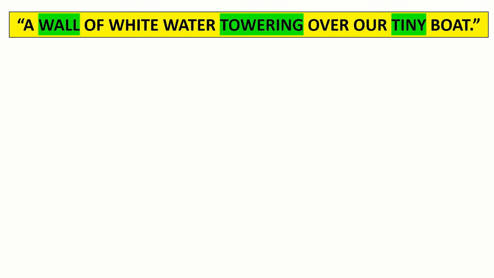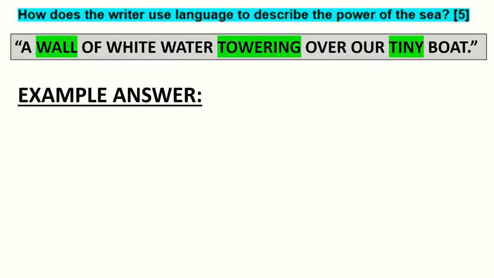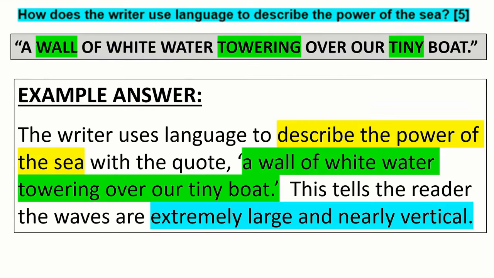Okay, another quote says that when Ben Fogle was rowing, it says a wall of white water towering over our tiny boat. So again, think about what a wall of water will look like. Think what a tower is. They're comparing it to a tiny boat, so that's how big a tower is compared to a tiny boat. And I put the writer uses language to describe the power of the sea with the quote, a wall of white water towering over our tiny boat. This tells the reader the waves are extremely large and nearly vertical, and you could carry on by saying compared to the size of Fogle's boat. So again, I've got my 3 parts. My yellow is my question, my green is my quote, and my blue is the effect on the reader.